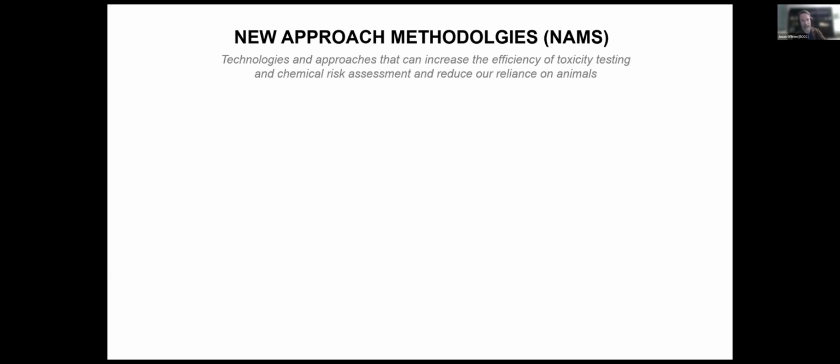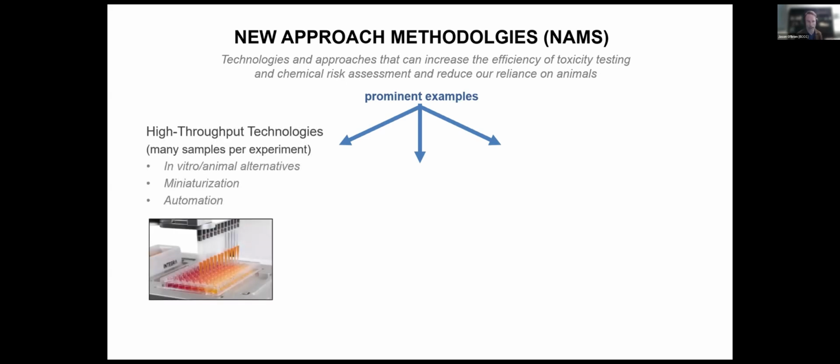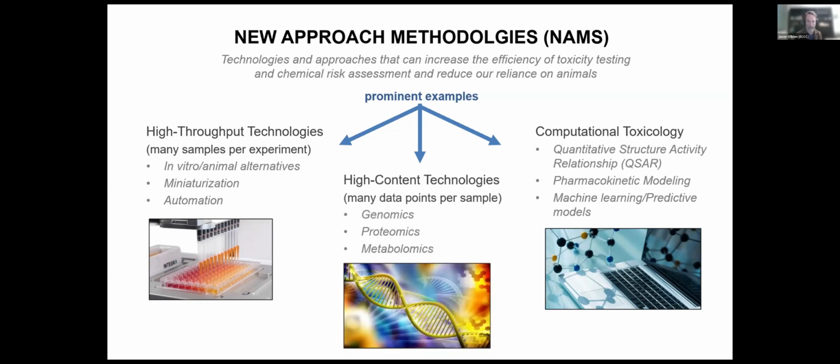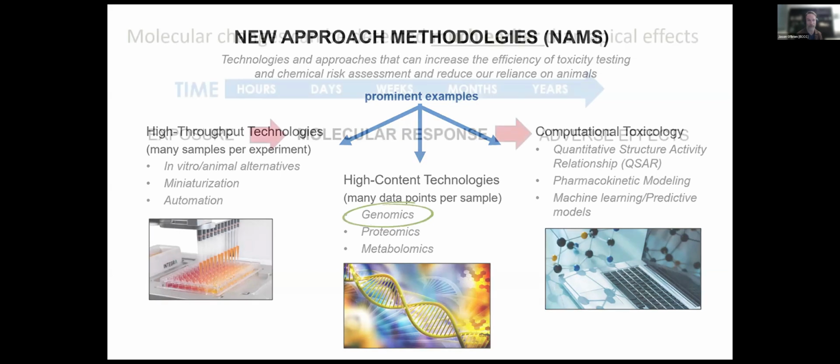These are technologies that can increase the efficiency of toxicity testing and reduce our reliance on animal use. There's many prominent categories of examples of NAMs. There's the high throughput technologies like in vitro methods, animal alternatives, miniaturization and automation. There's the computational toxicology, QSARs, modeling, machine learning, and AI. And of course, there's the high content technologies that we'll be talking about today. And in particular, I'm going to be looking at how genomics can be used.